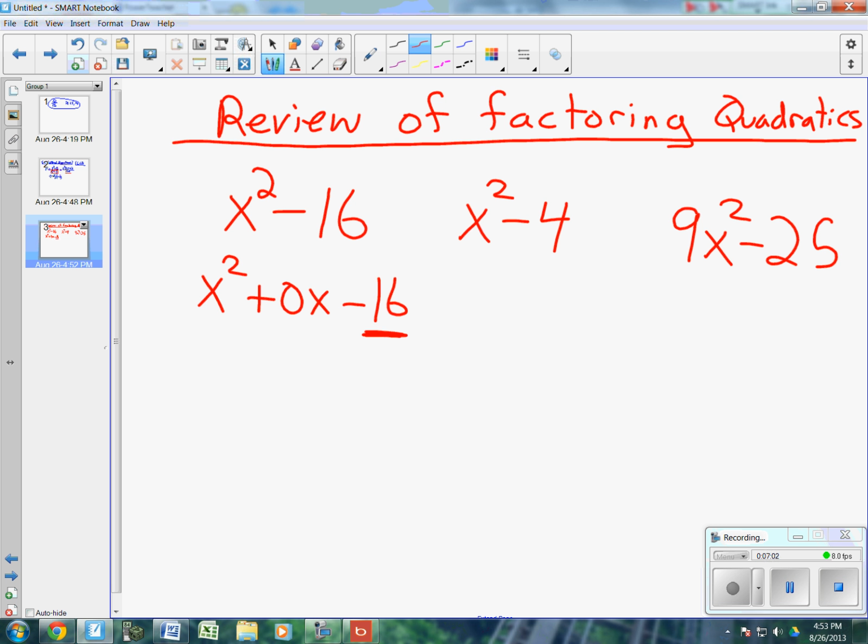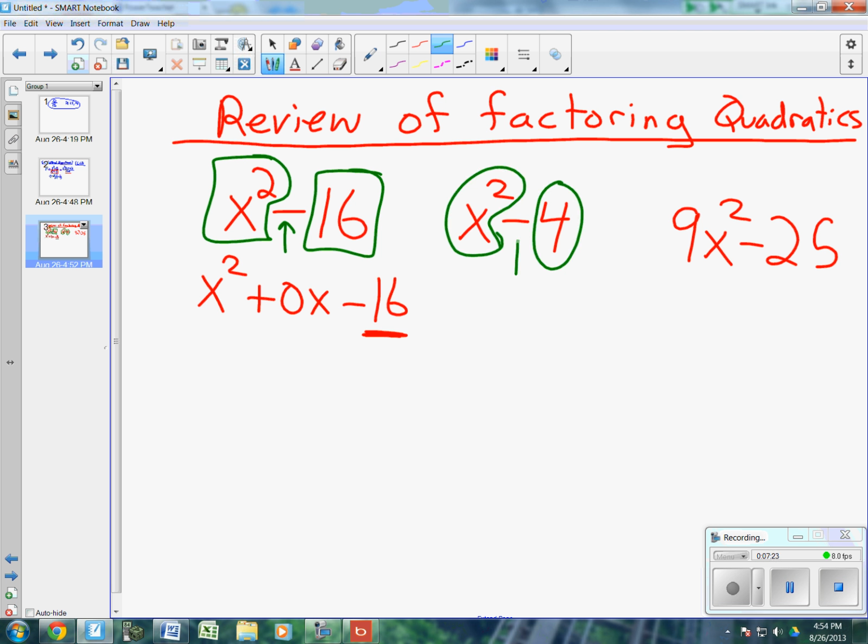In a difference of two squares, this only works when this number right here and this number right here are perfect squares. And also, there has to be a minus sign in between. You'll notice x squared is a perfect square, so is 4, and there's a minus sign in between. 9x squared is a perfect square, so is 25, and there's a minus sign in between. So all these are differences of two squares. Well, what number can you times by itself and get 16? The answer is 4. But in order to get negative 16, one of them has to be negative 4.